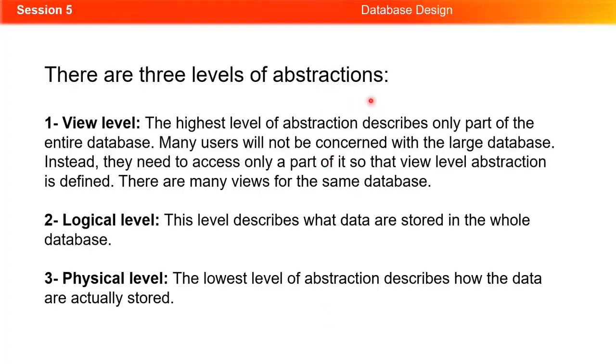So there are 3 levels of abstraction. There is the view level. We've already talked about this. This is really the result set that a user would get back from the data. It could be a listing of the whole table, or a filtered listing of only the data that the customer is interested in. The logical level describes what data is stored as a whole in the database. And the physical level, the lowest level of abstraction, describes how the data is actually stored. So you can talk about hardware and software at this level.